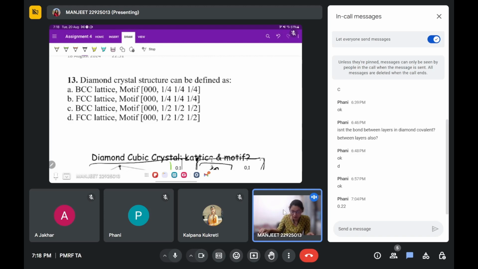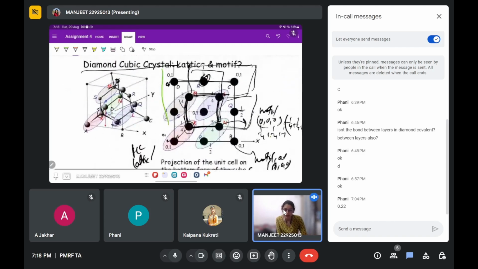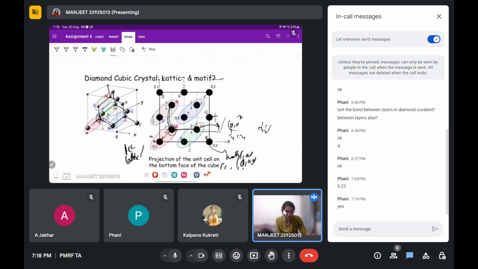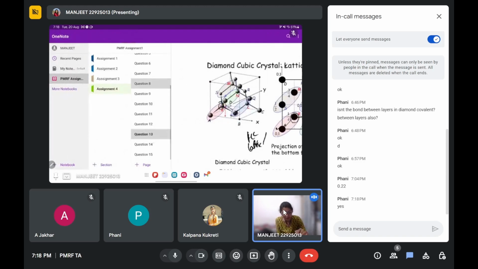So if I see the options for this one, we have the FCC one in B and D. But D is having it at a distance of 1 by 2, 1 by 2, no. It is having the motif at 0 0 0 and 1 by 4 1 by 4 1 by 4. So B is the right answer. Okay, is it clear? Yes, okay. Then let's move to the next question.